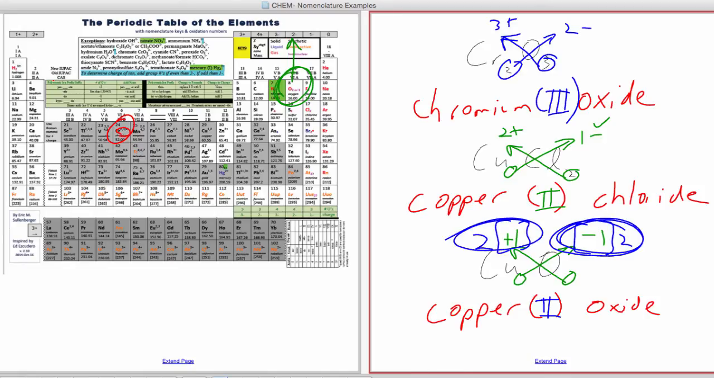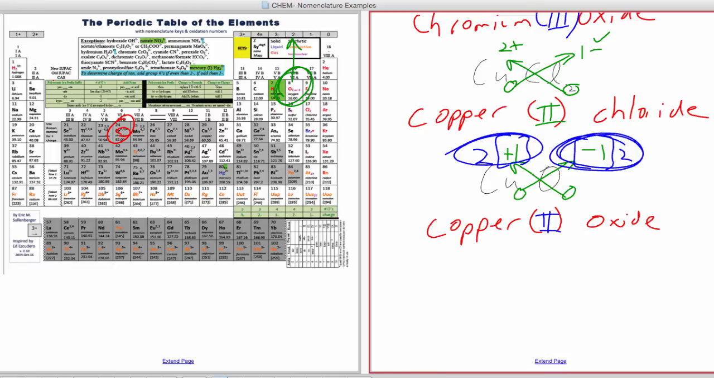The other way to go about doing that, CuO, copper oxide, you know that oxygen is a 2-. Well, if oxygen is a 2-, what's copper got to be to cancel out? It's got to be a 2+. Great, there you go. Either method works, reverse crisscross or just fiddling around with the charges. You should be able to figure it out.